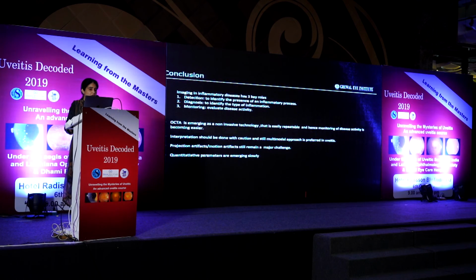And so just to conclude it, imaging has 3 key roles. One is to detect, then diagnose, and also to monitor. And these OCT angios being non-invasive helps you to do it in a much more patient-friendly way. There are many more quantitative parameters yet to be discovered on OCT angio. So we'll wait for all that to happen till the next session.